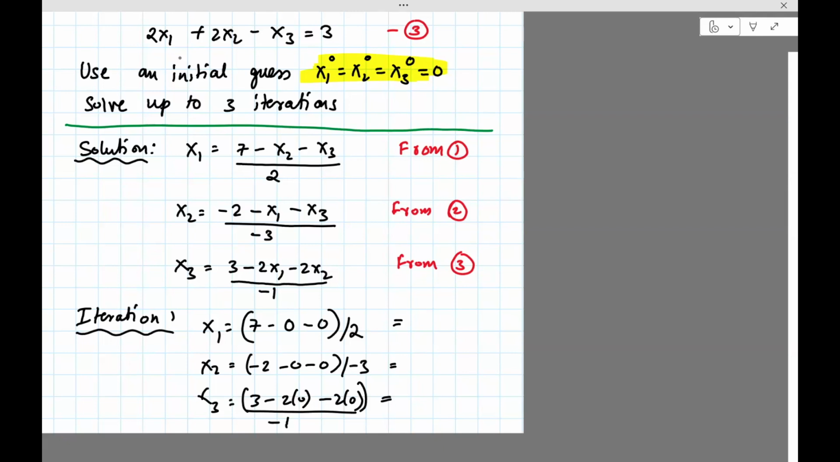Okay, so what's this? 7 divided by 2 is 3.5. This is 2 divided by 3, it's 0.6667. And then this is -3. Again, remember the solution is 1, 2, and 3. And right now we're very far away from 1, 2, and 3. The second one looks okay, but the first one is way off, and the third one is way off.